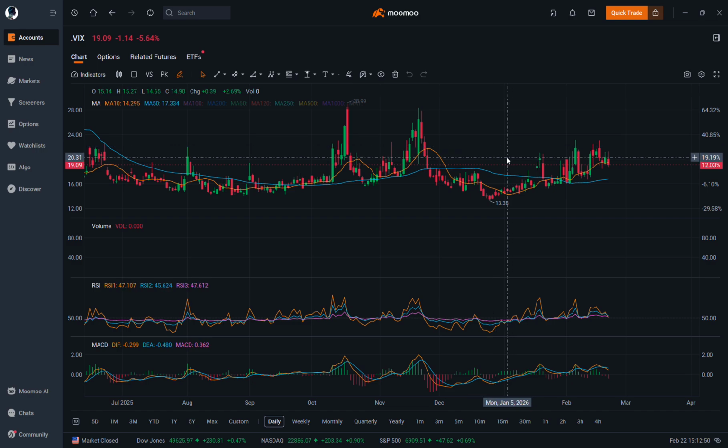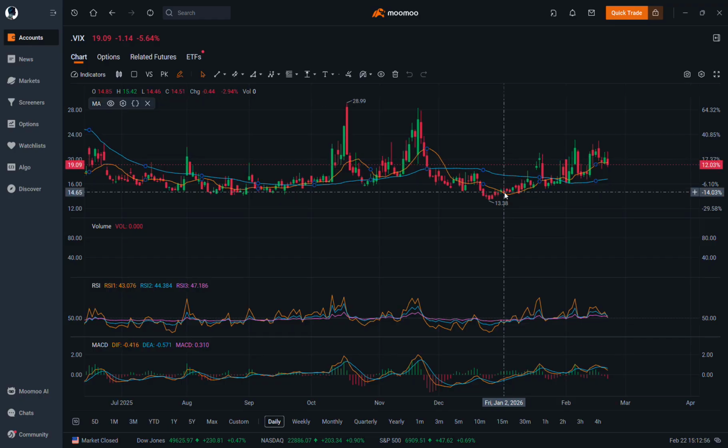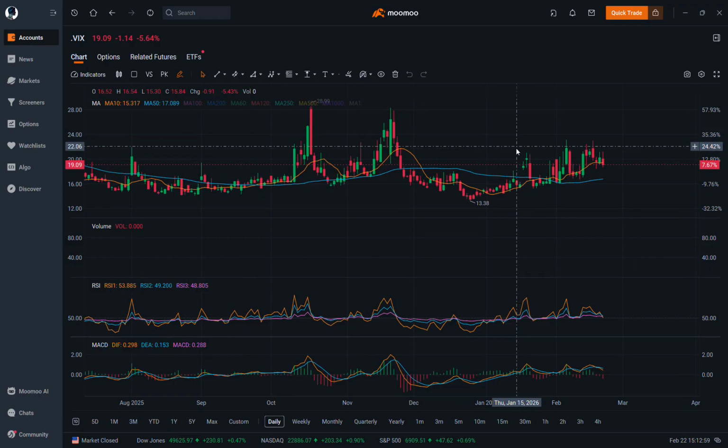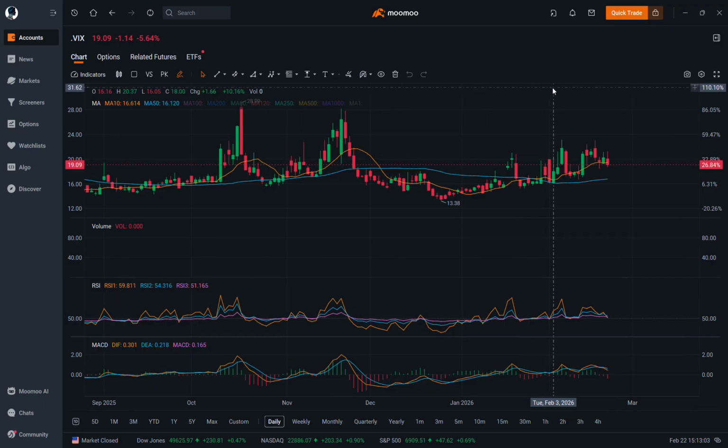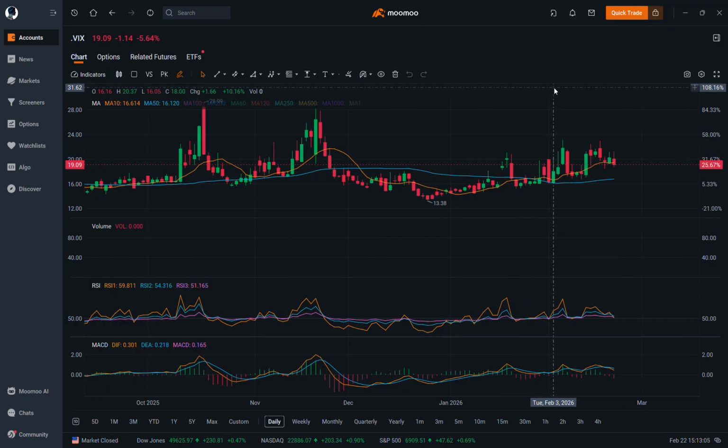It started off January 2nd when the market reopened at about right over here, about 14.65. But as January moved on, we spiked up more and more. This is the daily chart. We'll explain how to read charts later on. Don't worry, you're going to learn everything. But the basic concept is what the VIX is all about.